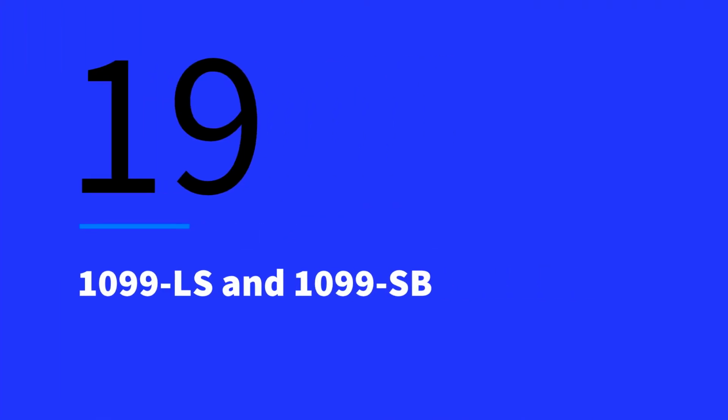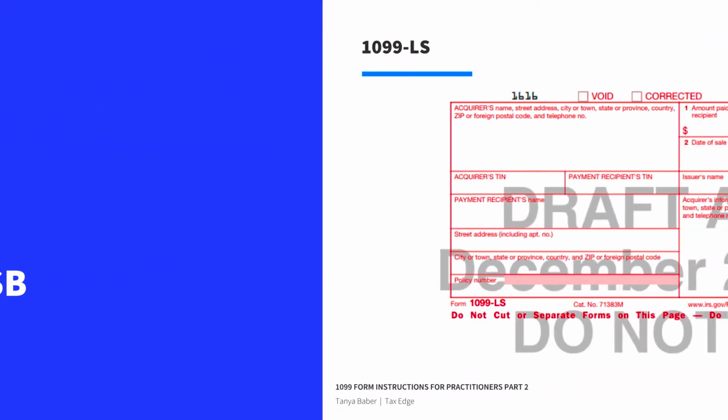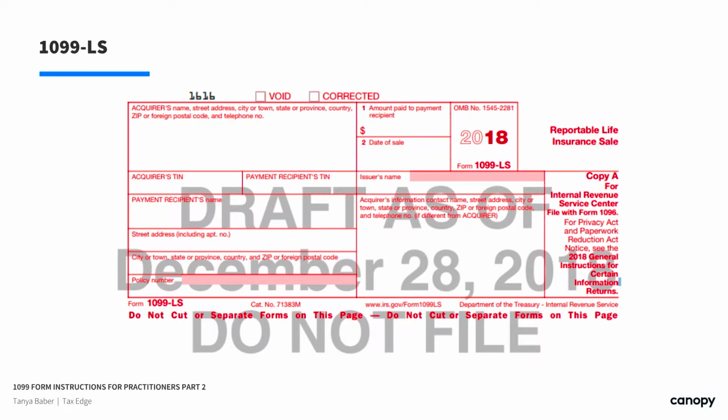So I'm going to pop over here to another item. We see the 1099-LS, reportable life insurance sales. This is definitely a newer form. It's again the same sort of format. Luckily, the acquirer is the one that's creating this form, and the payment recipient is the one receiving this.